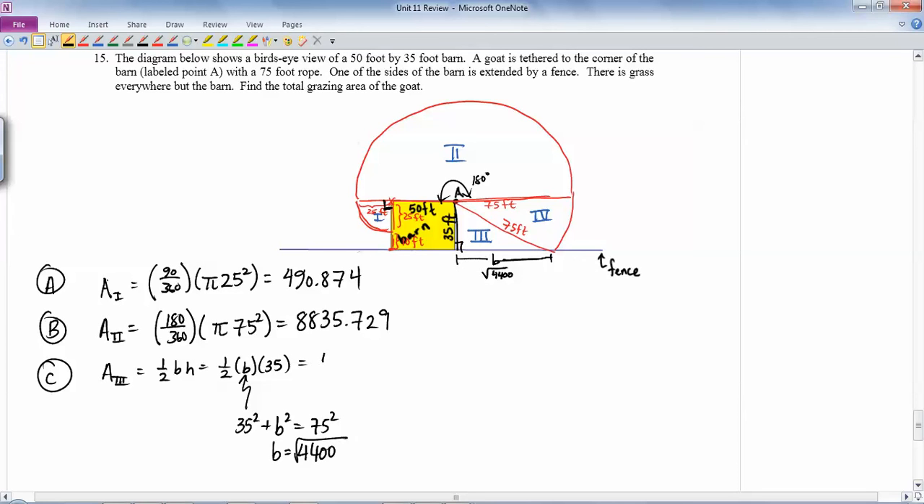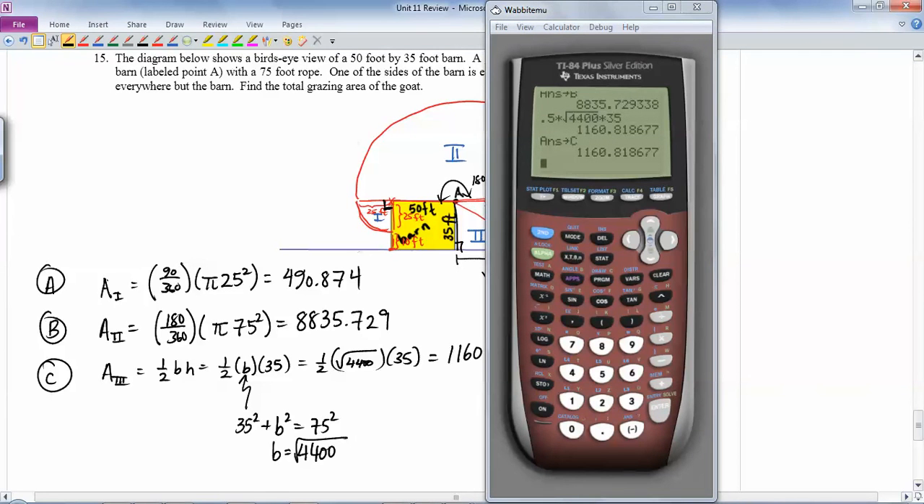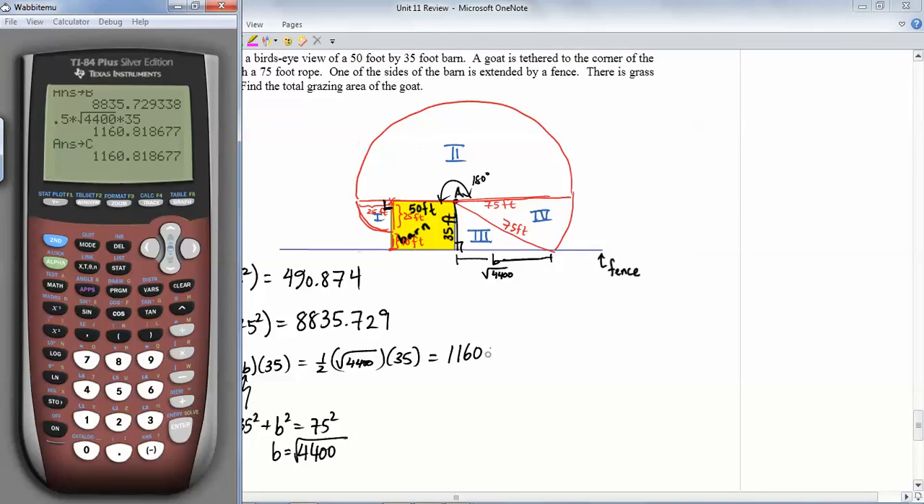So then I can say that this area is 1/2 root 4,400 times 35. So let's plug that in. 0.5, or half, times root 4,400 times 35. And I'll store that as C. And I'll write it here just to have it. 1160.819 is what that would round to.